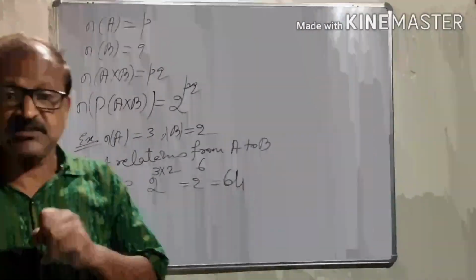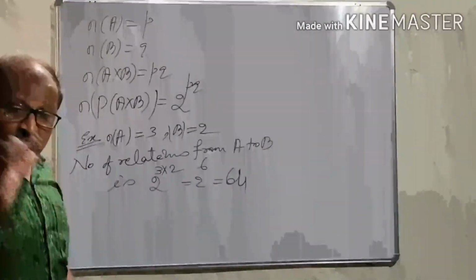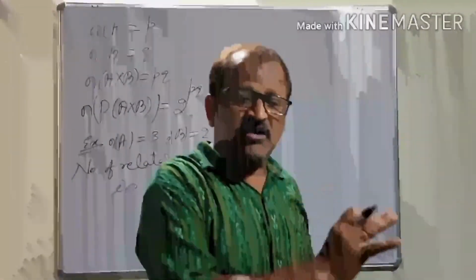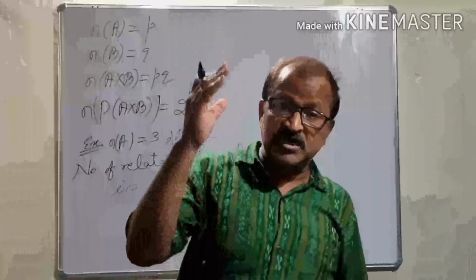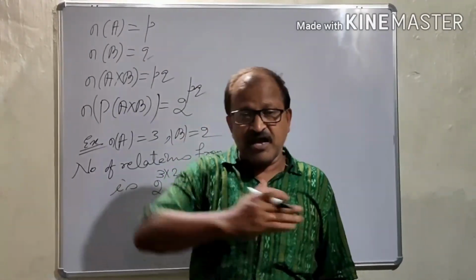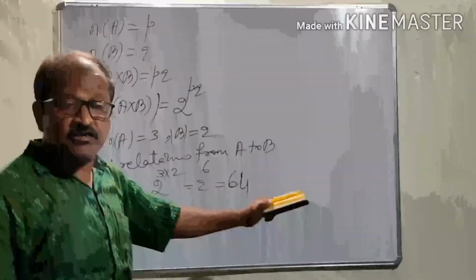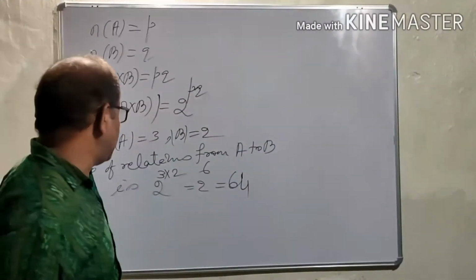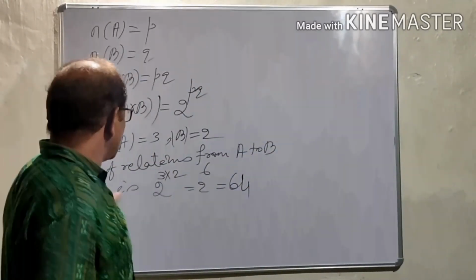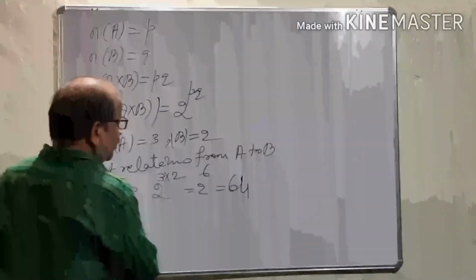So students, try yourself: take examples A and B and try to form different relations, starting from the null set, the empty set, up to A Cartesian product B. That is the largest relation from A to B, which is called the universal relation. So the total number of relations will be 64. Try yourself at your level.